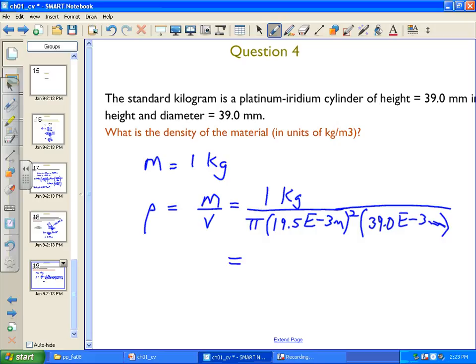Now, we plug the numbers in the calculator and we find that the density is 21,464 kilograms per meter cubed, or in 3 significant figures, 21,500 kilograms per meter cubed.